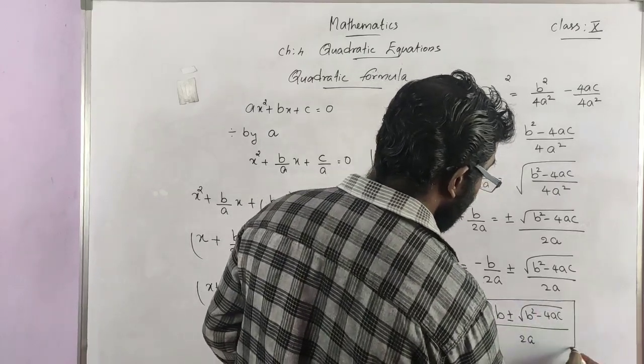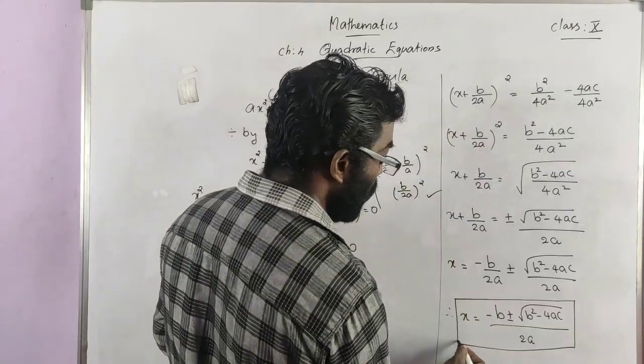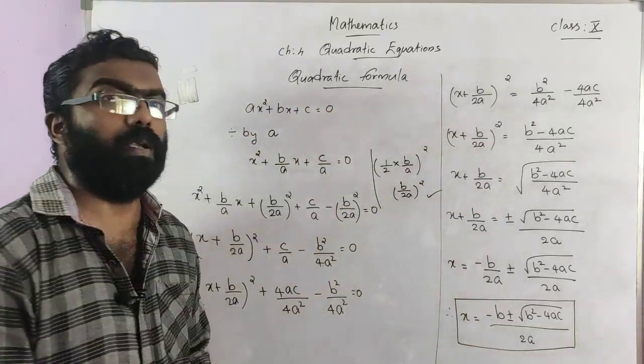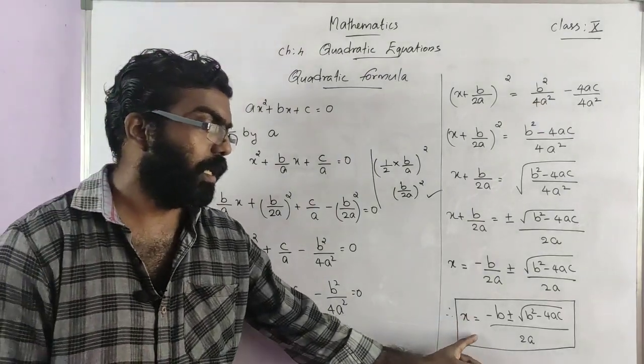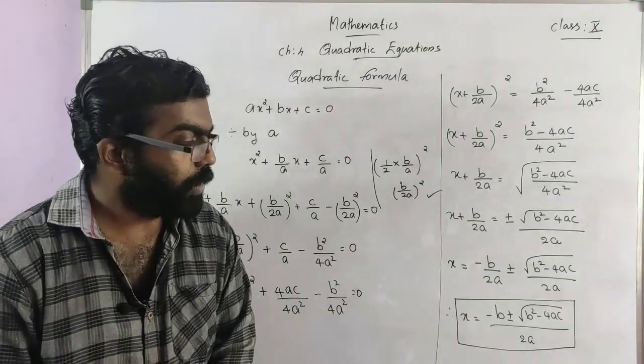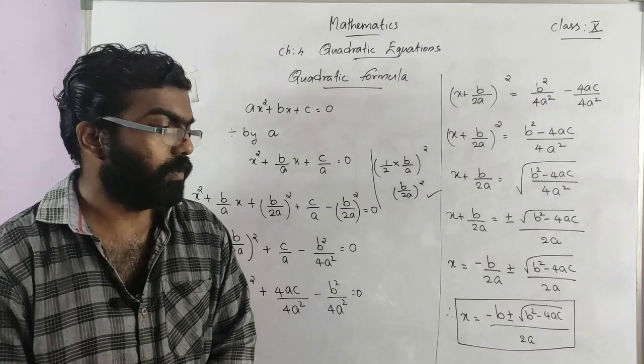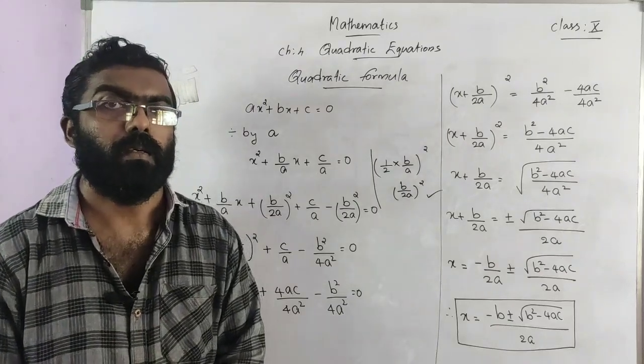This is known as the quadratic formula. To find the roots of a quadratic equation, we can use this formula: x is equal to minus b plus or minus square root of b square minus 4ac divided by 2a.